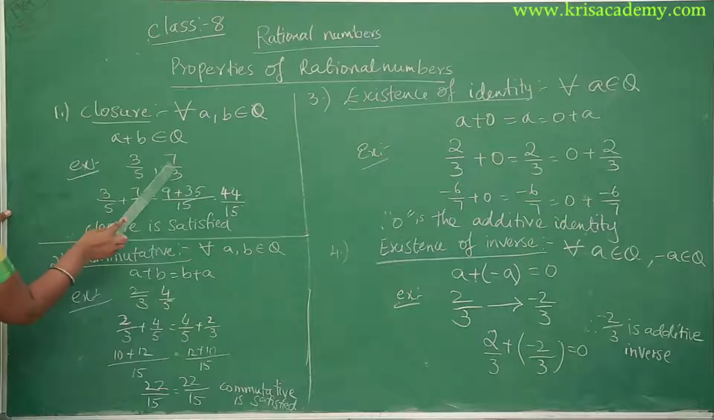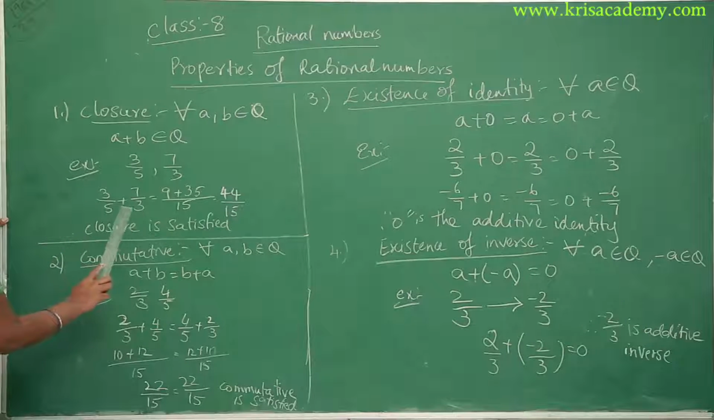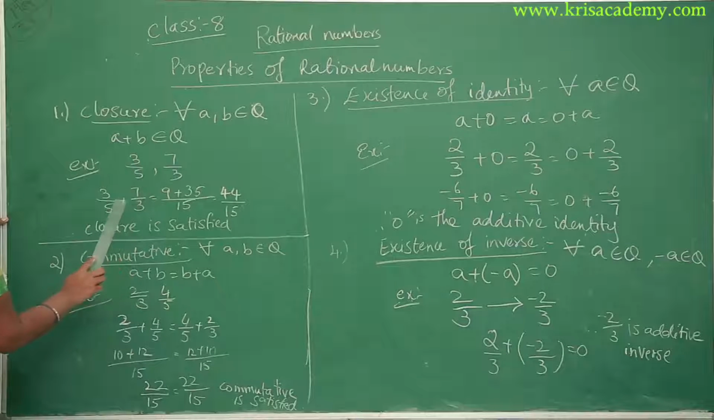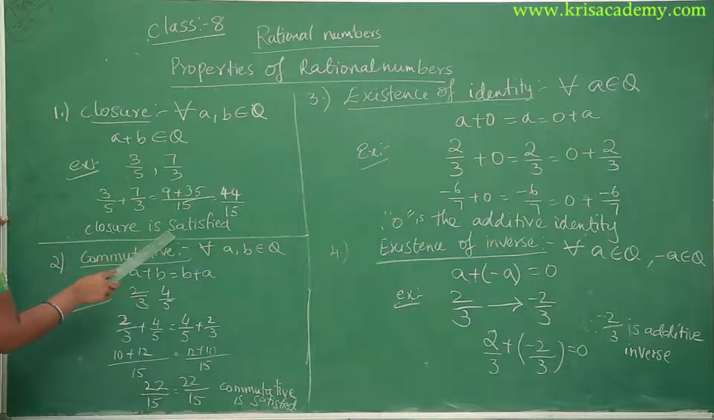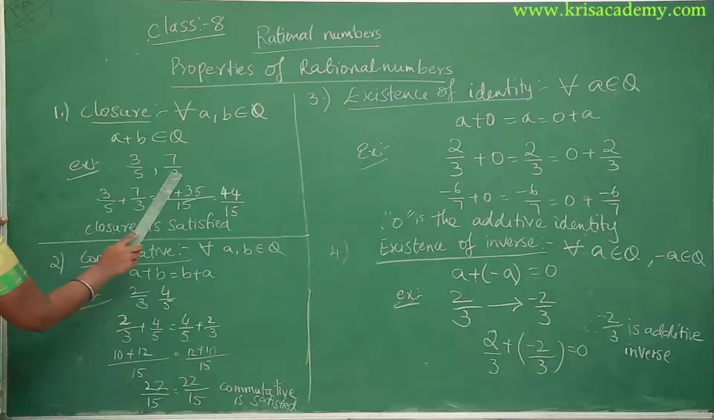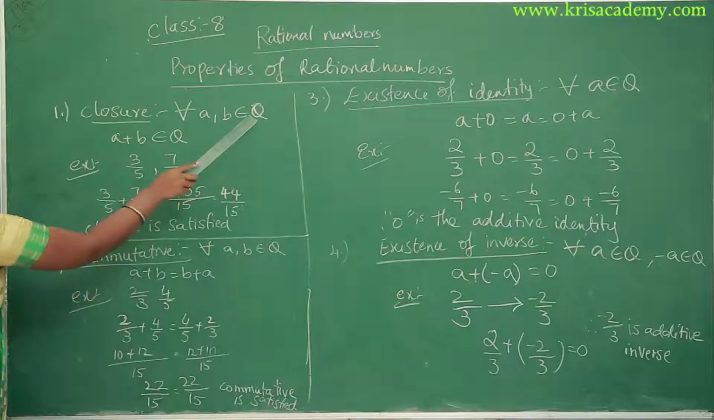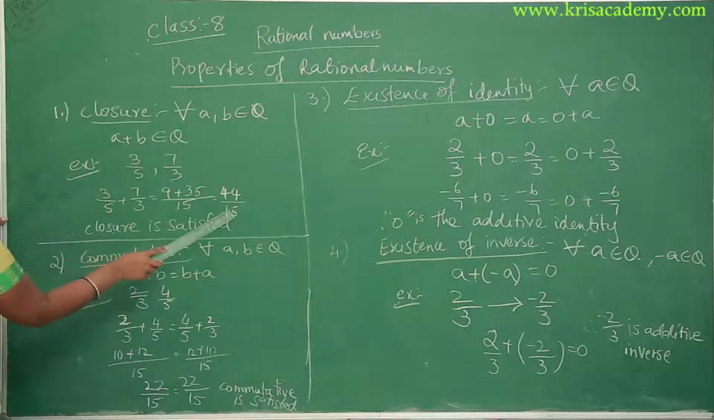3 by 5, 7 by 3. We are adding, no? So 3 by 5 plus 7 by 3. In 7th standard we know fractions addition. Denominators multiply. 5 3s are 15, 3 3s are 9, 7 5s are 35. 35 plus 9 is 44 by 15. This is also in the form of p by q only. So closure is satisfied because when we add 2 rational numbers we are getting a rational number only. So a rational number is definitely in the Q set only.